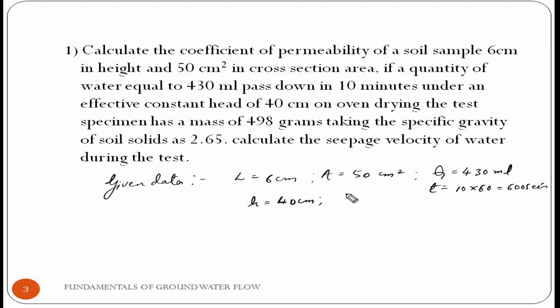So we need to calculate the K value here, and also the seepage velocity, that is Vs, and G value is given as 2.65, the specific gravity of soil solids.